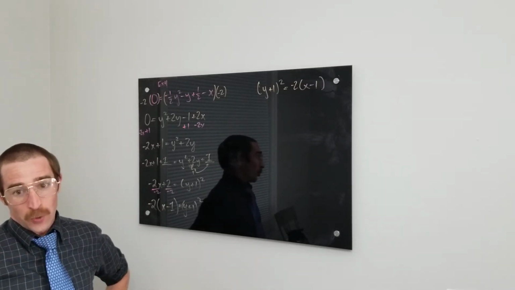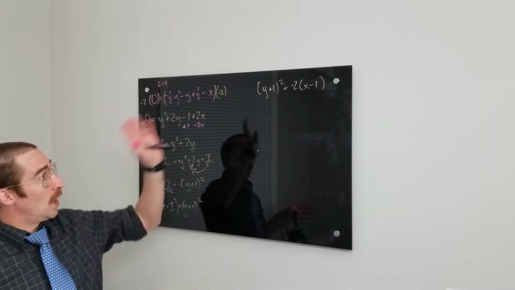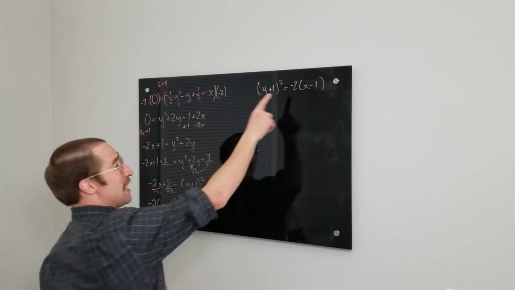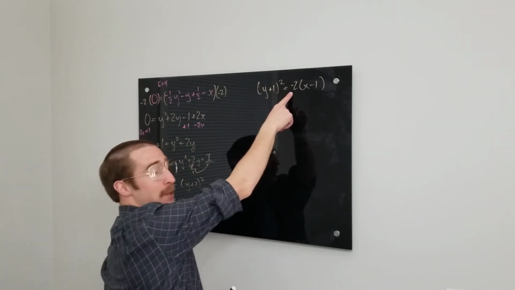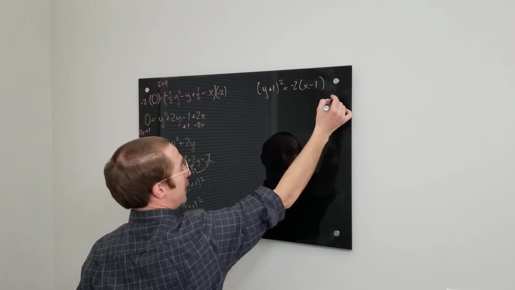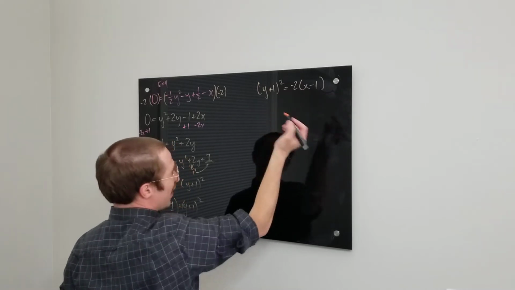That is our equation. Here the y is getting squared, so it is a horizontal axis. The p-value is going to be negative because this is negative. So our graph is going to look something like this. Well, let's go ahead and say the vertex first.